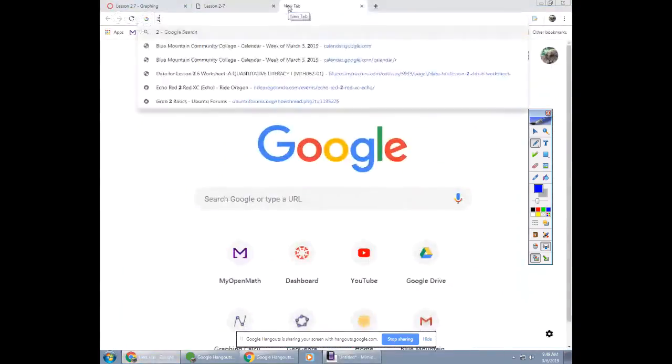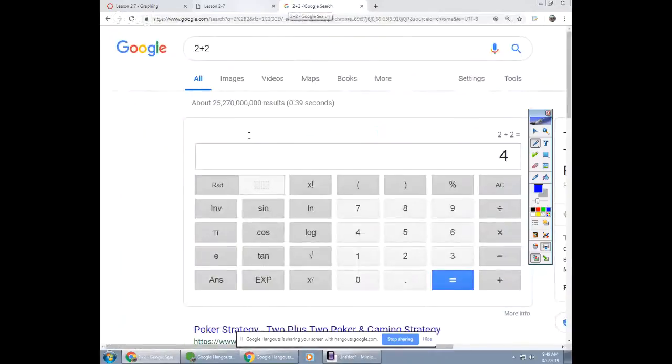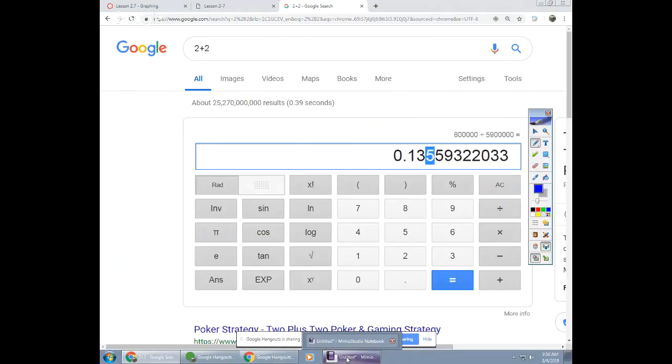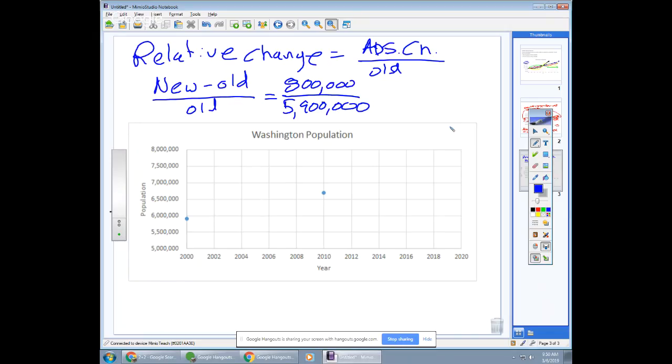Calculator time. I'm going to take my 800,000 divided by my 5,900,000. And the computer says that's about a 13.5, 13.6% change if we round to the nearest tenth of a percent. This is approximately, so wave the equal sign, 13.6%.